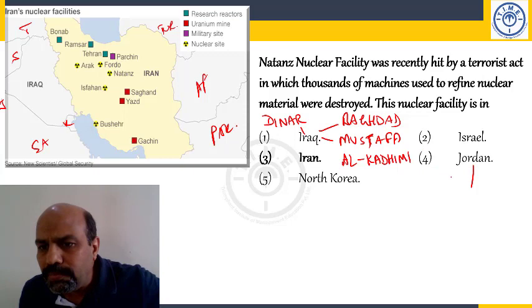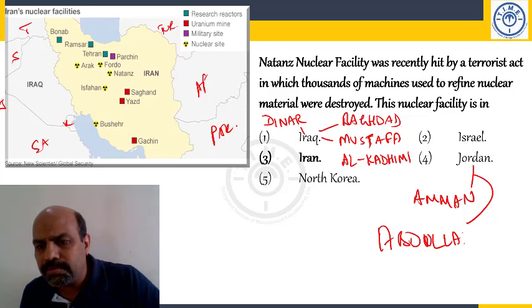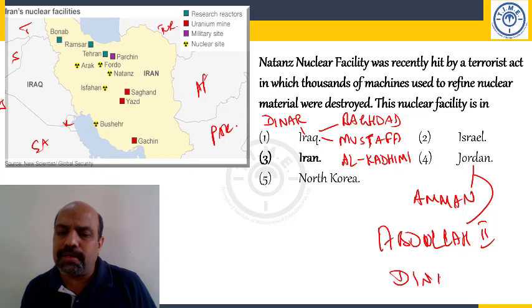Jordan's capital is Amman. Its king is Abdullah II. A lot of problems are happening in this country now. Abdullah II. Okay. The currency is the Jordanian dinar.